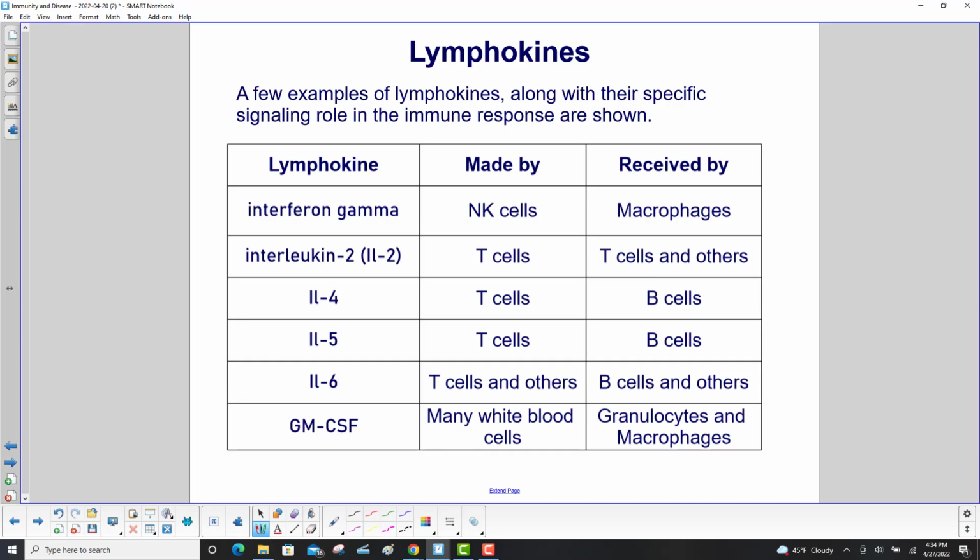Here's a few examples of lymphokines, right? We said there's 25 identified so far, along with their specific signaling role in the immune response, and they're shown here. So the lymphokines are over here, and interleukin here, that's abbreviated as IL, okay? So we didn't write it each time. So here's what makes them, and here's what receives them. So if you'd like, pause this and just look at it for a second, then you can move on to the next slide.